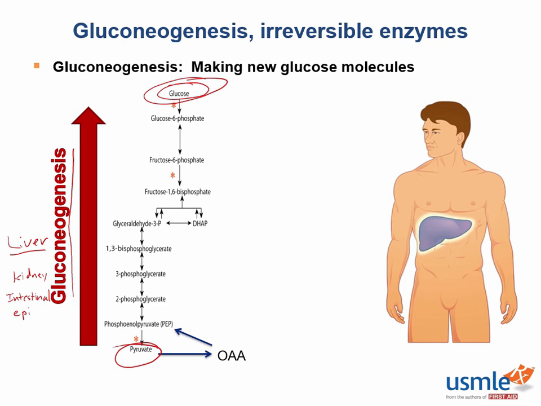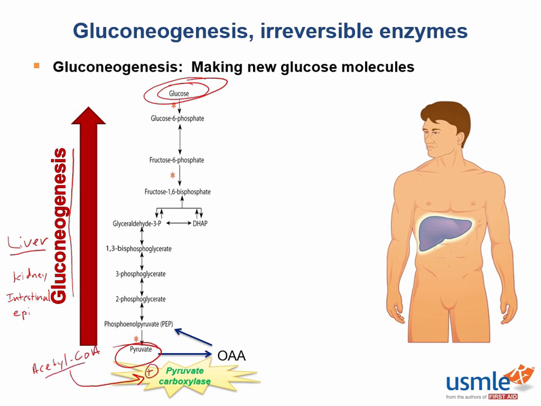And the first key enzyme of gluconeogenesis is pyruvate carboxylase, which converts pyruvate to oxaloacetate. Now this reaction occurs in the mitochondria and it requires biotin as well as ATP. And it's activated when there's high concentrations of acetyl-CoA, since this means you don't need to be making more acetyl-CoA.